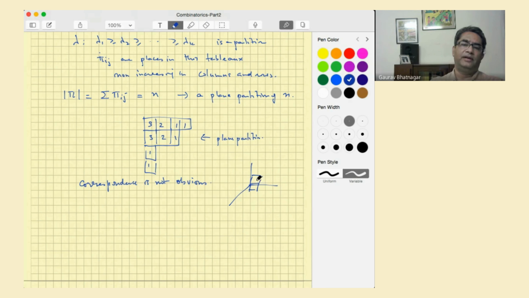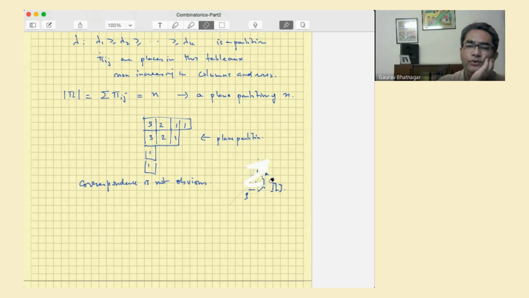Oh, I'm not going to try. So there are three boxes here, then three. So three stacked here, two stacked here, one stacked here, one and one. So all of these are partitions. So three, then three, whatever.